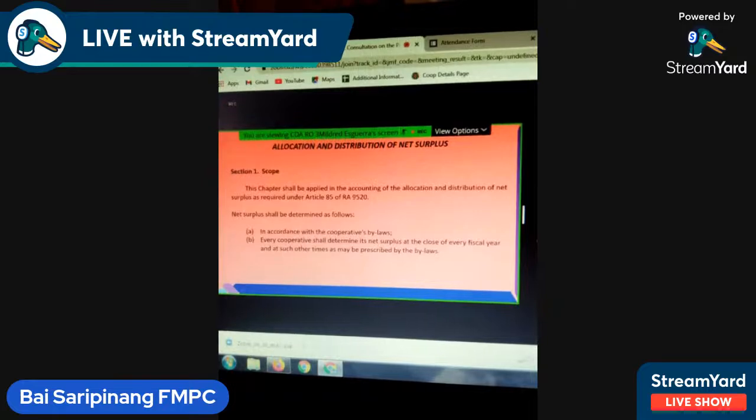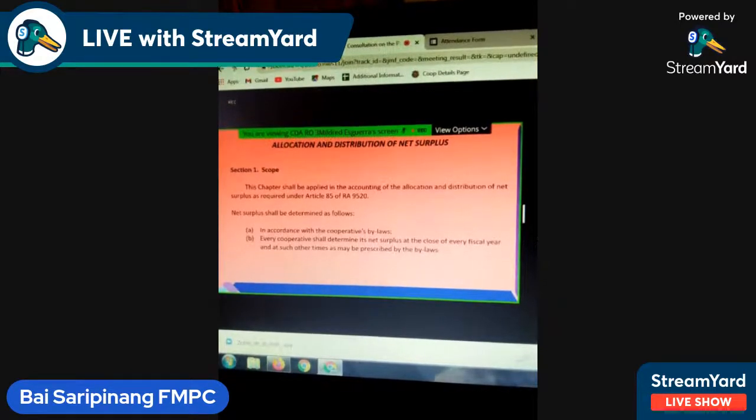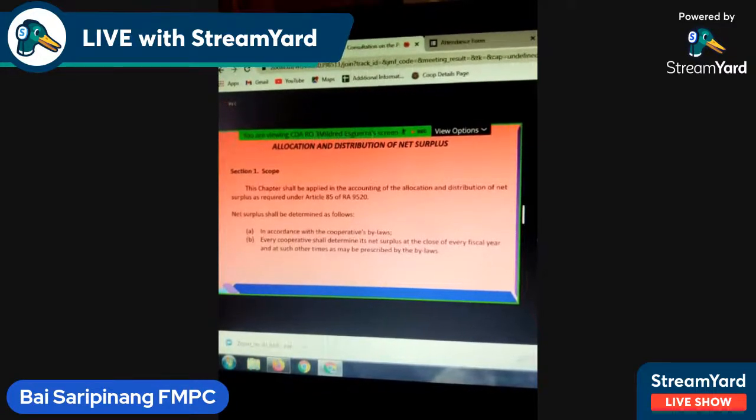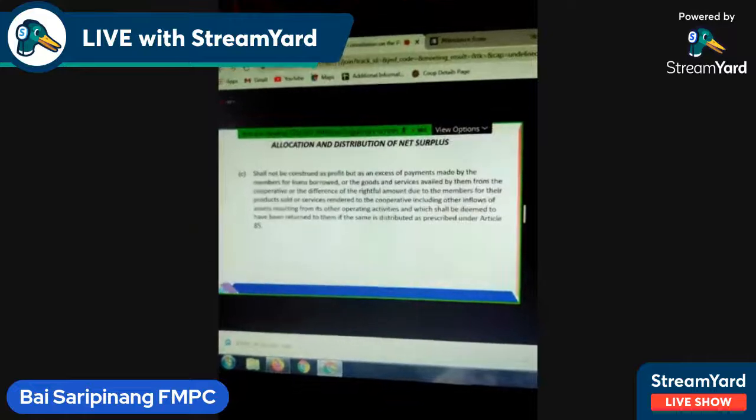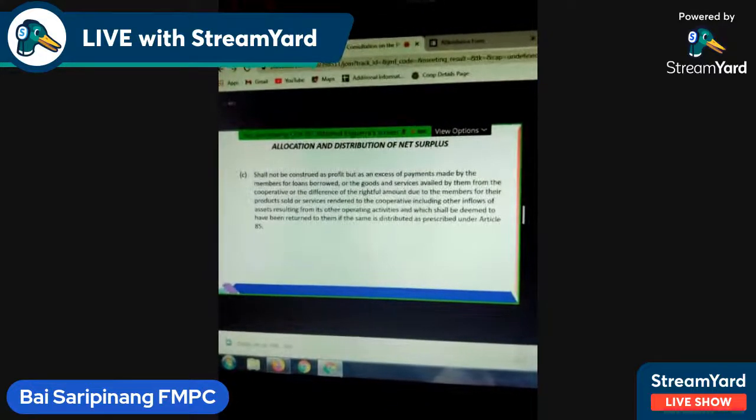On the allocation and distribution of net surplus, now this shall be applied in accounting of allocation and distribution of net surplus. Of course, in accordance with the co-op's bylaws, be mindful of your percentage of allocation. Every co-op shall determine its net surplus at the close of every fiscal year and such other time as may be prescribed by the bylaws.